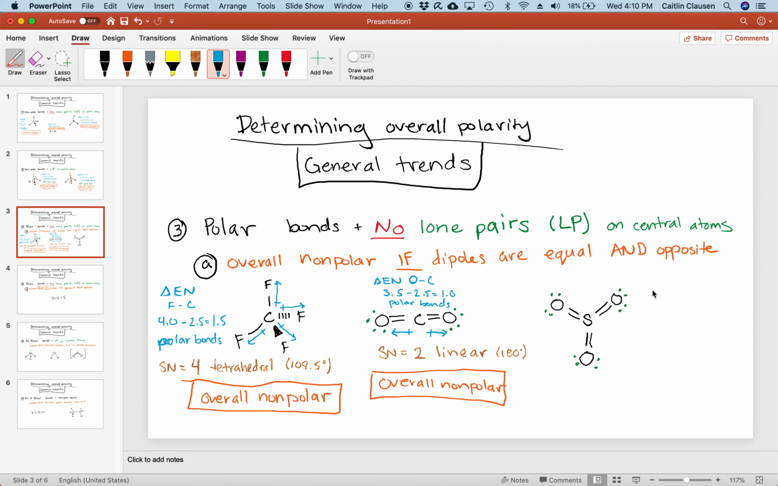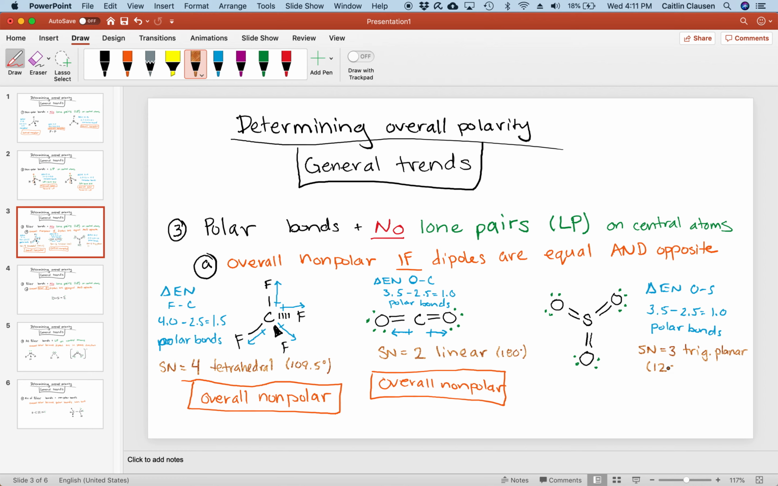For SO3, again, delta En, oxygen to sulfur, 3.5 minus 2.5, it is 1. We know those are polar bonds. There are 3 bonded oxygens, 3 bonded atoms. So the steric number is 3. That tells me this is trigonal planar.